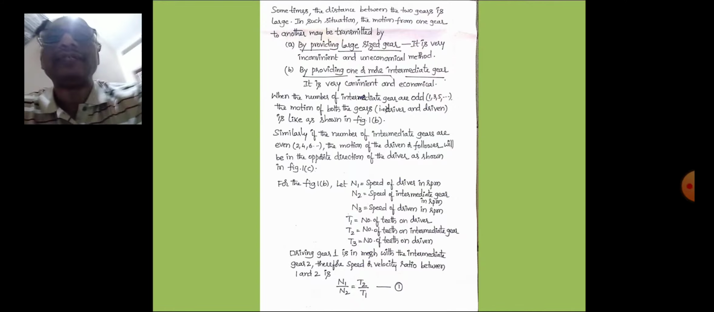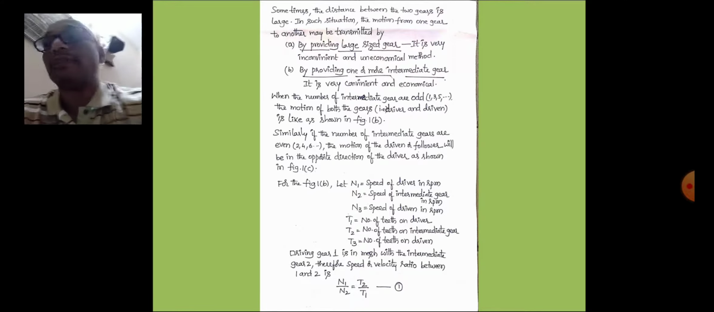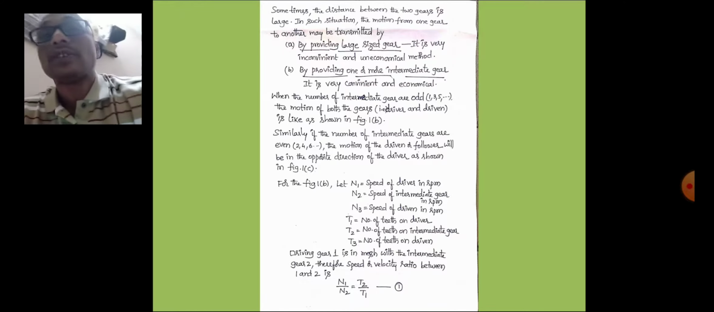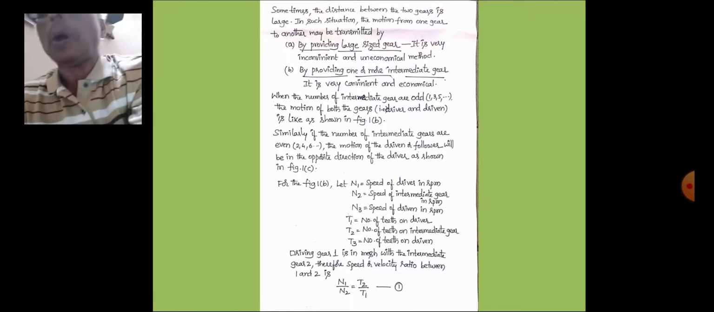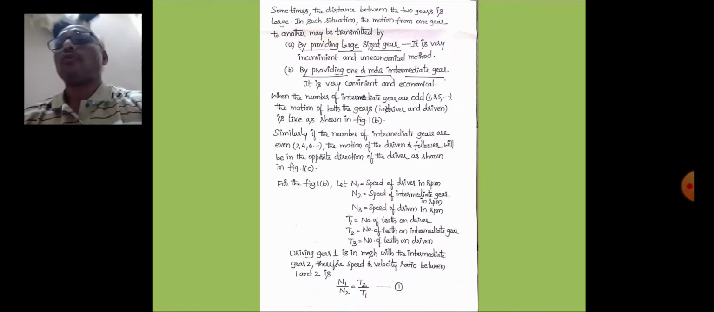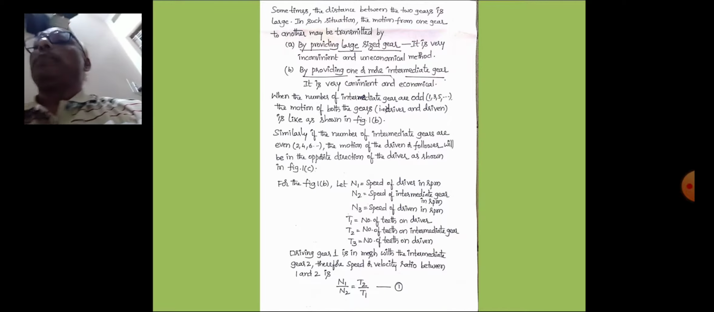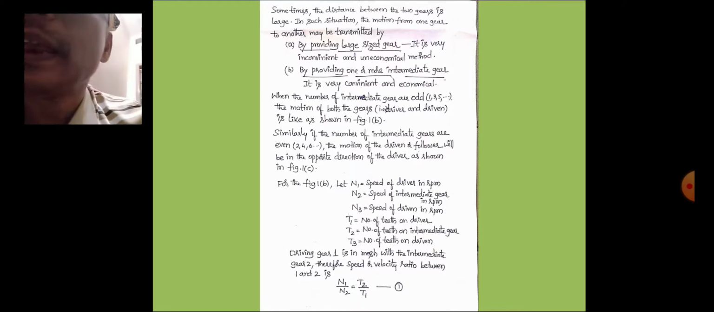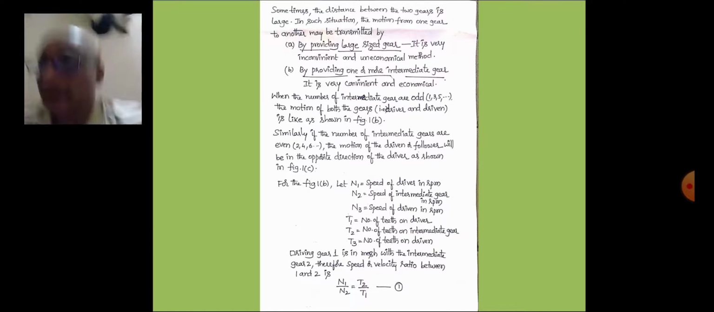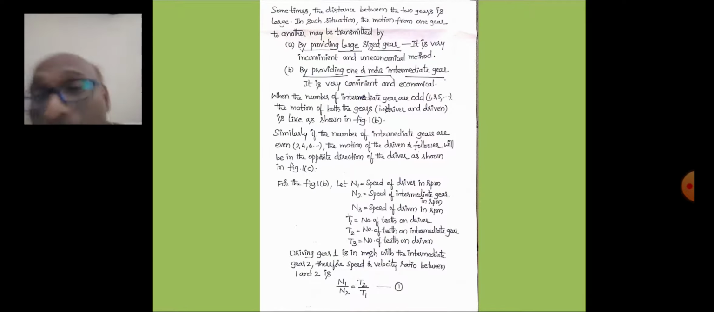Therefore N1 by N3 is nothing but the speed of the driver or the gear 1 to the speed of the driven or the gear 3. That is equal to number of teeth on the driven, that is T3, by number of teeth on the driver, that is T1. So this is the velocity ratio for a simple gear train whenever there is only one intermediate gear. Like that, I can find directly the velocity ratio for any number of intermediate gears in between the driver and the driven.